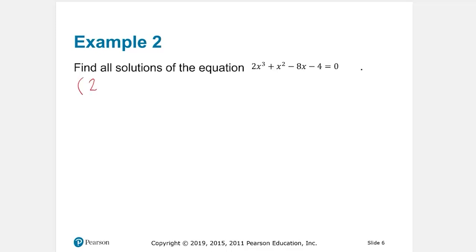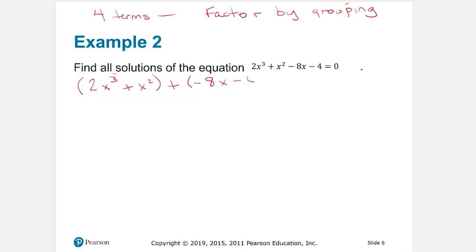So we're going to factor by grouping because we have 4 terms here. So we start with 2x to the 3rd plus x squared. And then again, put a plus between them. And we have minus 8x minus 4, and that equals 0.